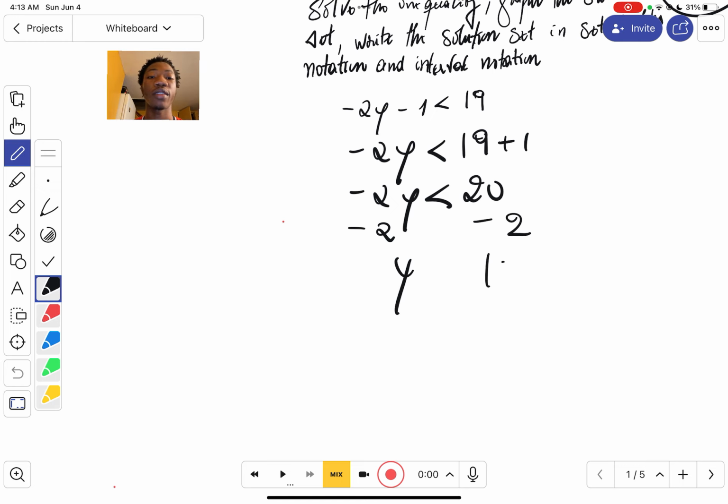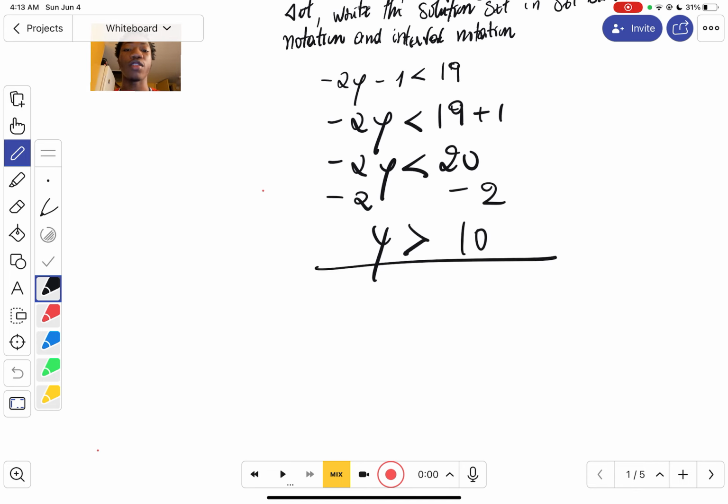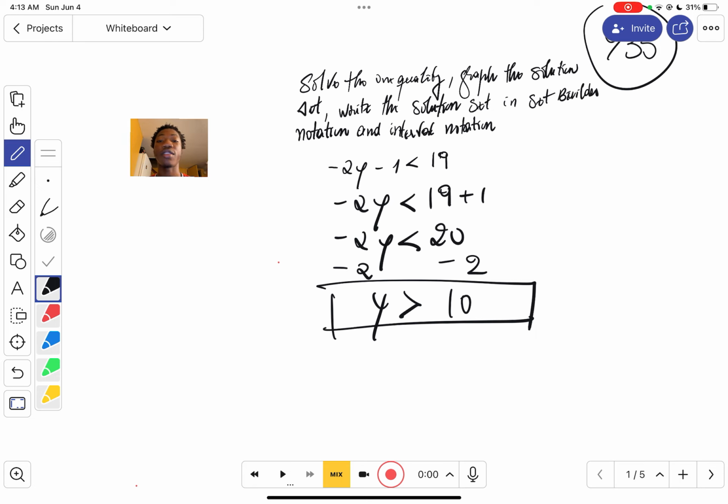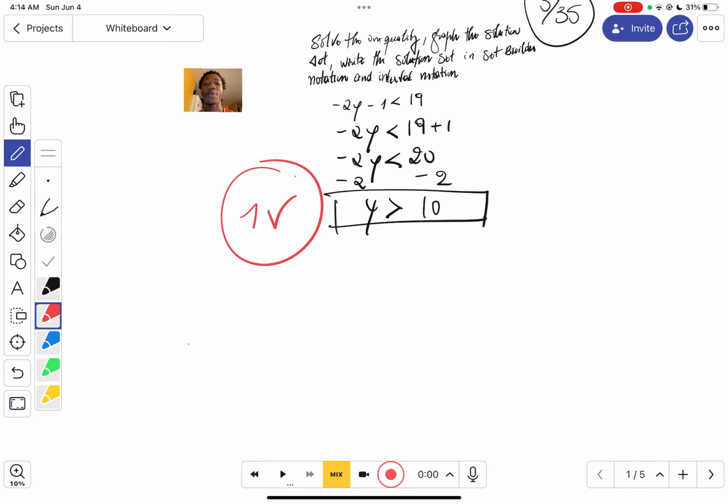So that's where you will have to change your sign. Why will you have to change your sign? Just because you divided by -2, which is a negative number. So we'll flip the sign. The sign was pointed to the left, so right now it's pointing to the right. So this is your final solution. The first step, which is to solve the inequality, has been completed. So we're going to do the other one.